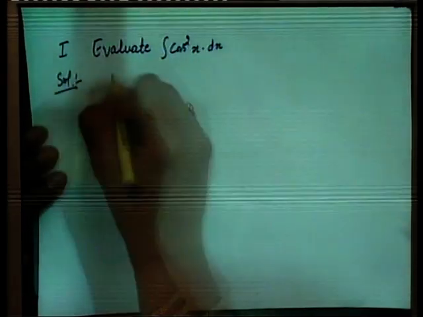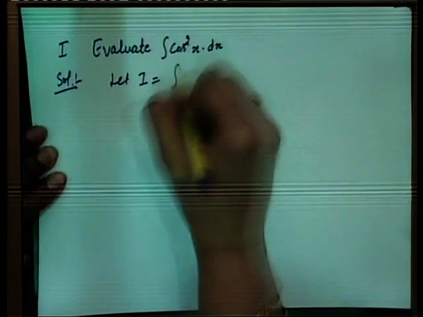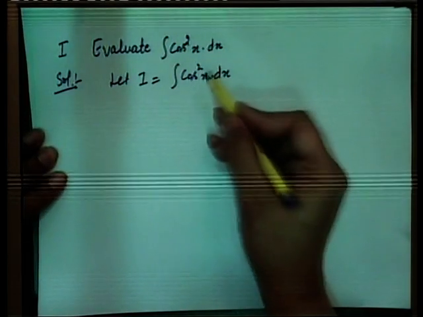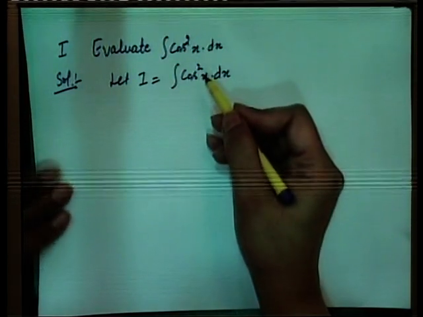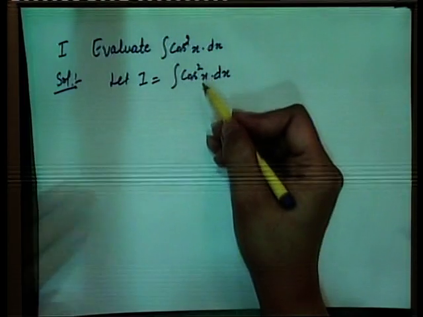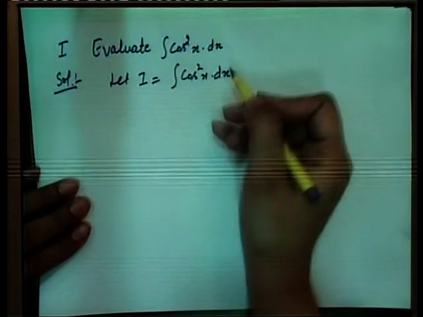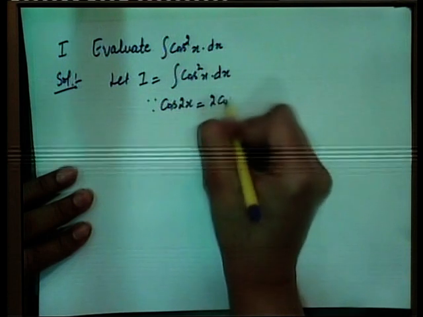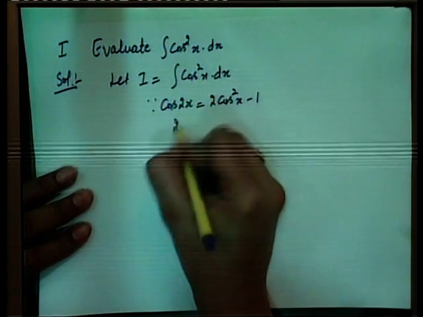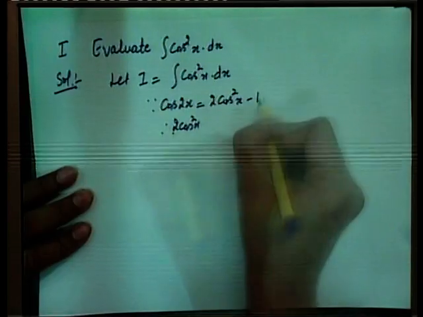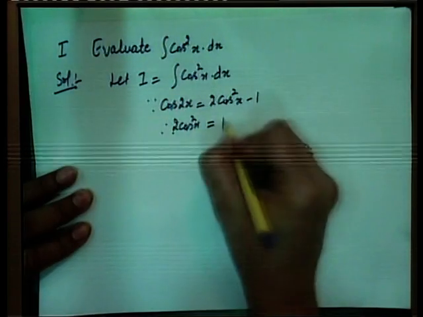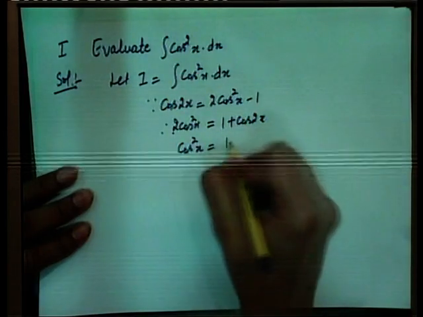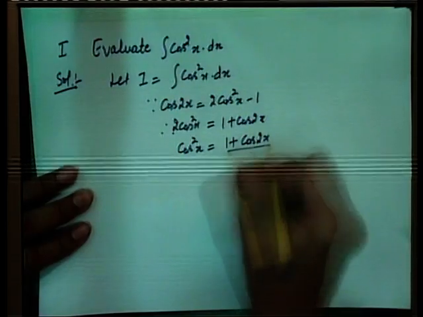Solution: let I be equal to the integral of cos square x dx. Now, the integrand is in the power form. We are going to reduce it by making use of multiple and submultiple angles that we have done in our note. Because cos 2x we know is 2 cos square x minus 1. Therefore, 2 cos square x, taking 1 to the left side, becomes 1 plus cos 2x, or cos square x is equal to 1 plus cos 2x over 2.